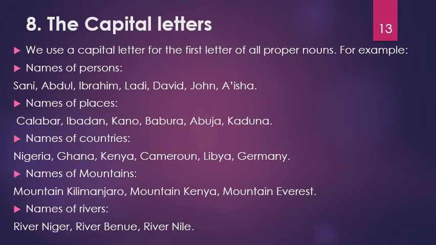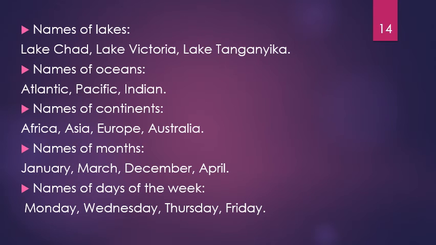The capital letters. We use a capital letter for the first letter of all proper nouns. For example, names of persons, names of places, names of countries, names of mountains, names of rivers, names of lakes, names of oceans, names of continents, names of months, and names of days of the week.